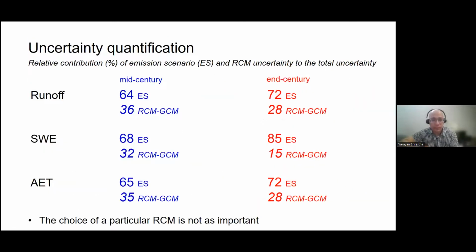Next. So here, what we have done is quantifying the relative contribution of emission scenario versus RCM uncertainty to the total uncertainty. What we have seen for each variable is that the contribution of emission scenario uncertainty to the total uncertainty is significantly higher. That means the choice of a particular RCM is not as important as the choice of emission scenario, as far as the runoff, snow water equivalent, and actual evapotranspiration dynamics in the future of the Great Lakes region are concerned.